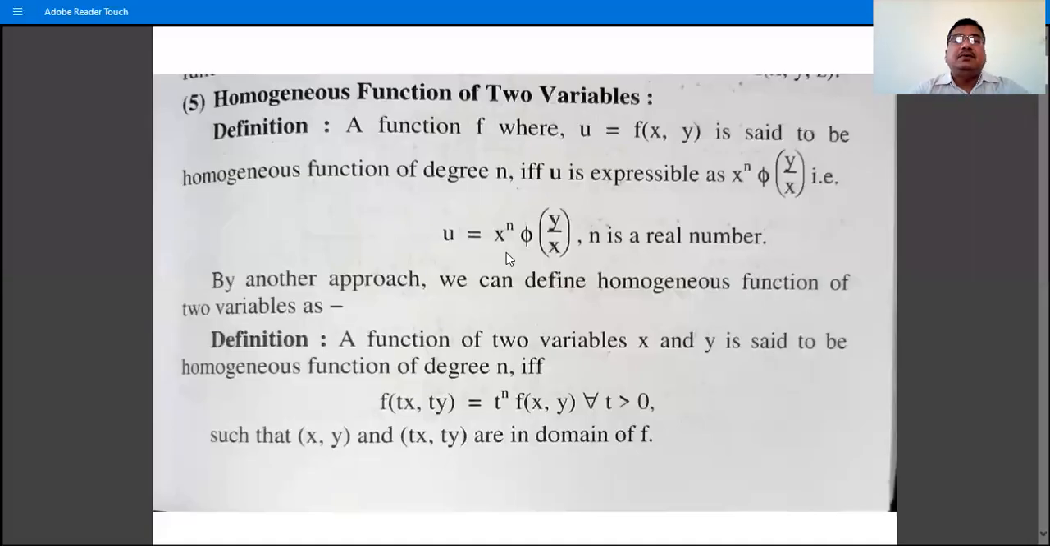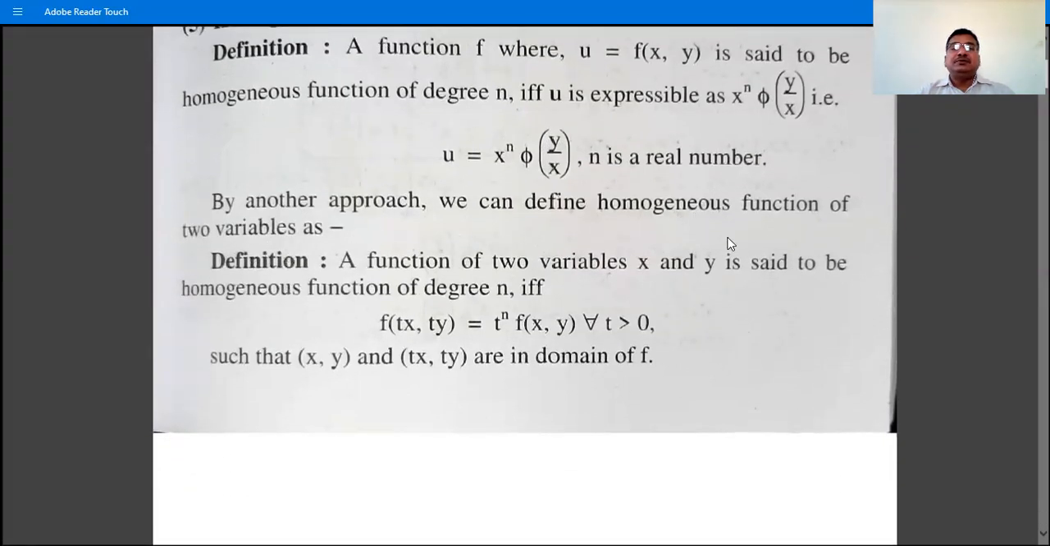Homogeneous function of two variables. A function f(x,y), or denoted by u, is said to be a homogeneous function of degree n if u is expressed in the form x raised to n phi of y by x, or f(x,y) expressed in the form x raised to n phi of y by x, where n is a real number.